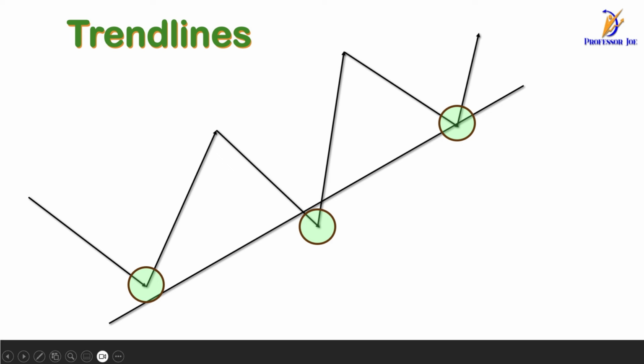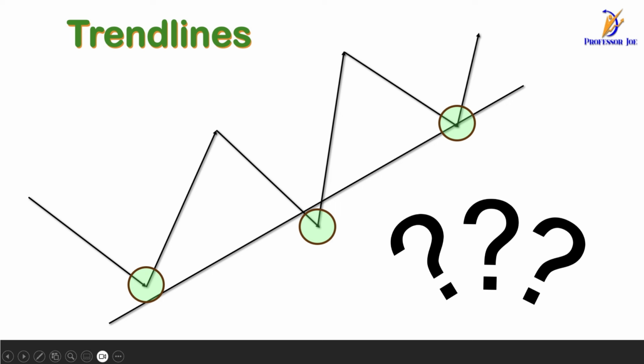Now, like you can see on this drawing, there are 3 points which are circled in green and there is a trend line. Point number one, you can see that it has not touched the trend line. Point number two, you can see that it has gone through the trend line. And point number three, you can see that it has just touched the trend line. So a new trader over here gets confused. What should I do? Is this a proper trend or not?